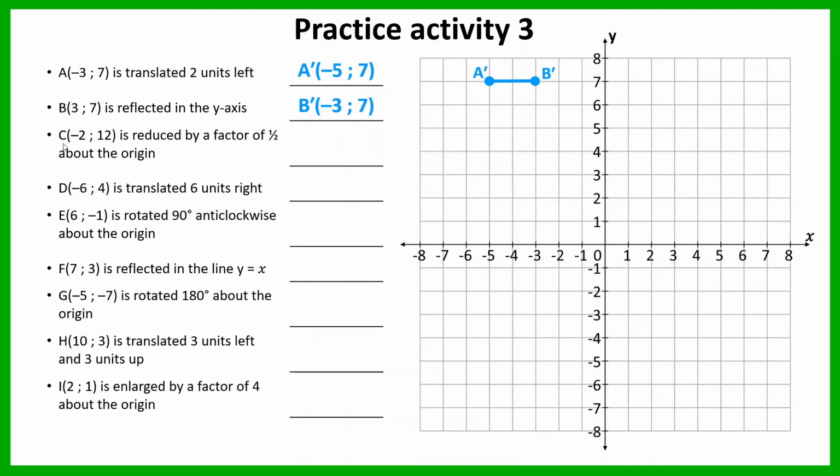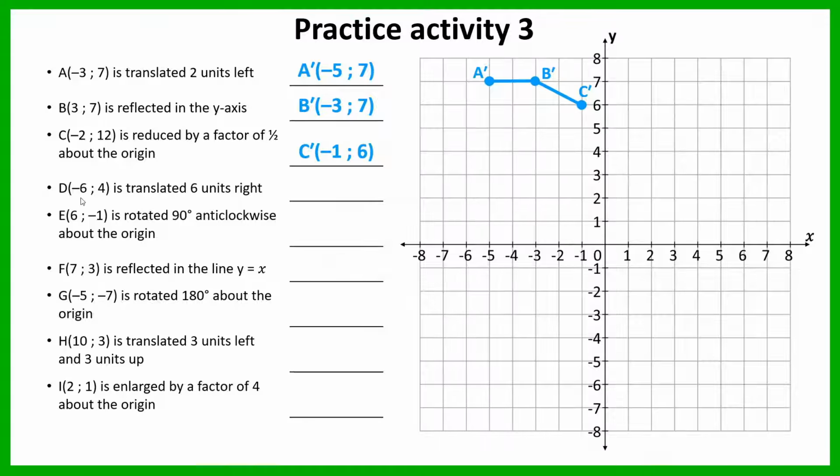Right, now the next one is the point C, -2, 12. Now I can't even plot that because the grid isn't big enough. But we're told that it is reduced by a factor of 1/2. Now when you reduce by a factor of 1/2, it means you're going to take the coordinates and you're going to halve each of them. So half of -2 is -1, and half of 12 is 6. So you're going to have the point C prime, -1, 6. So that's this point over here, and I join it up.